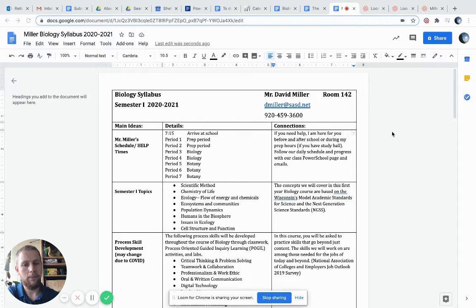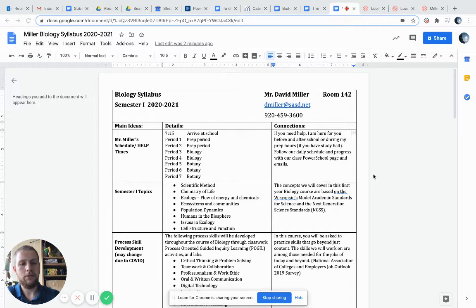If you need to get a hold of me, my schedule is as follows. I arrive at school every morning by 7:15. Periods 1 and 2 are prep periods for me. However, there is another teacher, Mr. Bergman, who teaches biology in room 142 during those times. So if you ever needed to come and get help, make sure to do so quietly, as another class would be going on. So I teach biology 3rd and 4th period, and then botany 5th, 6th, and 7th.